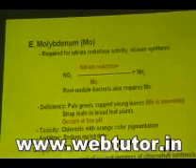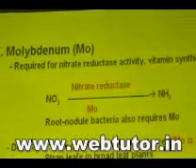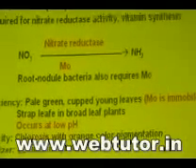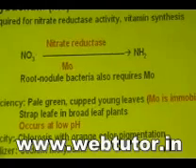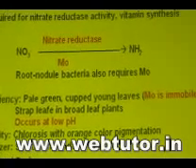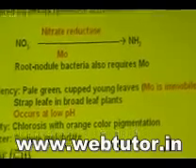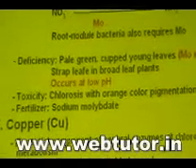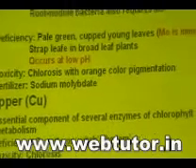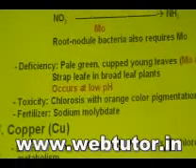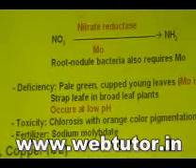Then there is molybdenum. Molybdenum is also required in very less quantities. It is required for nitrate reductase activity and vitamin synthesis, as in when nitrates have to be reduced to form ammonia or amines or anything. Molybdenum is required as a cofactor or coenzyme. Root nodule bacteria, in leguminous plants, when they take in atmospheric nitrogen and convert it to nitrates, that's when they require a lot of molybdenum.